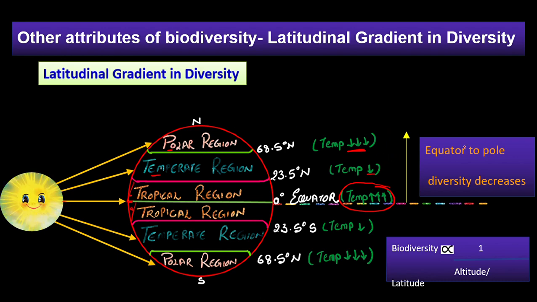Now when we move from equator to pole, what did I ask you class? Diversity increases or decreases? Diversity is going to decrease. That means from equator towards pole, my biodiversity is going to decrease. But what is the reason behind it? Just now I told you that sun rays are going to fall directly in the region where the equator is present and near to the equator, that means towards the tropical region.